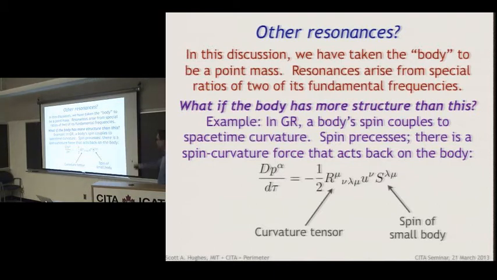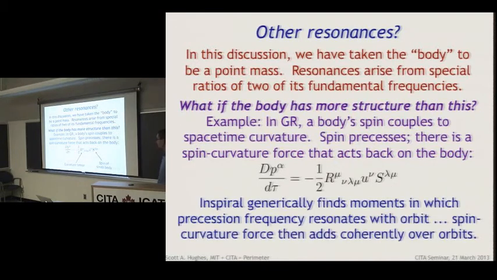The precession associated with the spin has some kind of a frequency associated with it. I think what we'll find is, again, there will generically be moments in which the precession frequency falls into some kind of a resonance with aspects of the orbit. And we're going to then find that this spin curvature force, which in general is a small wiggly overlay on an overall evolution of the system, won't be that way. I think we can again get large kicks.